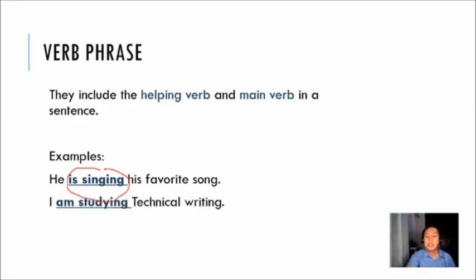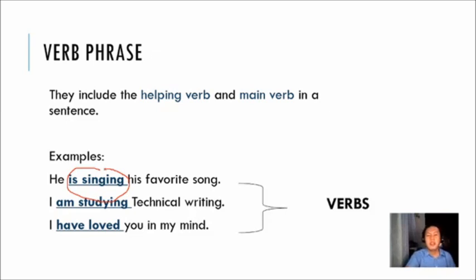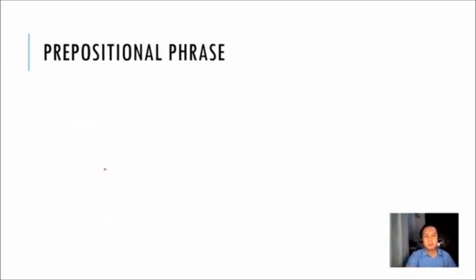I am studying technical writing. I have loved you in my mind. I have loved you always in my mind. So this is a song. And they always function as verbs in the sentence. All right? That's the only difference.